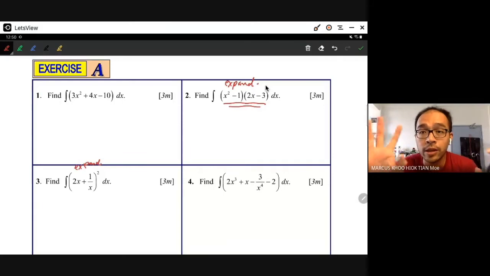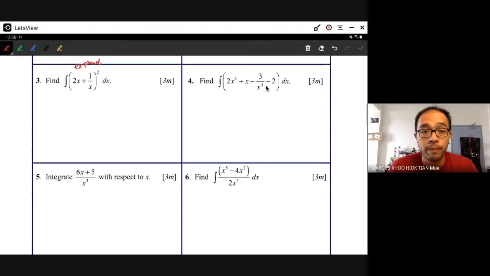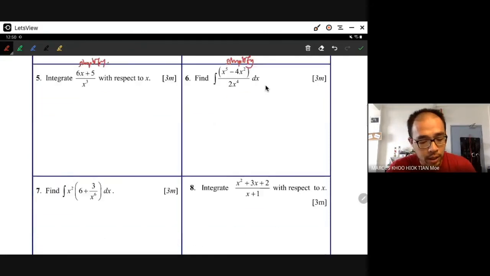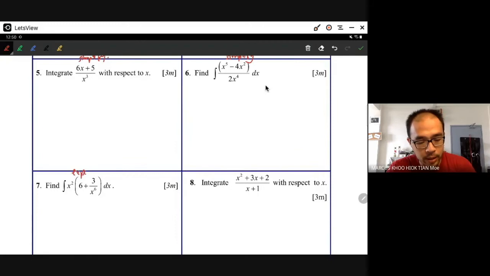There's no chain rule here. Well, not yet, but there's no chain rule. So don't bring the 2 to the front, no, please. Integration is totally different ball game. This one you will have to simplify. This one also you have to simplify. This one is expand. This one I want you to think about it and see.